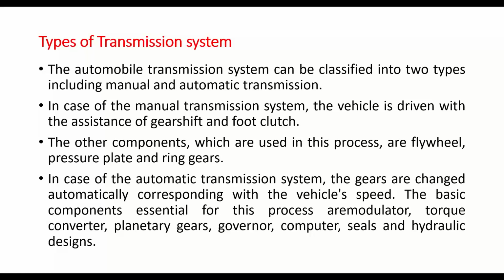So in case of automatic transmission system, the gears are changed automatically corresponding to the vehicle speed. The basic components are: a modulator, torque converter, planetary gearbox, governor, computer. So it is all computer controlled, with seals and hydraulic designs. Now we have to study the working of the manual transmission system and automatic transmission system, one after the other.